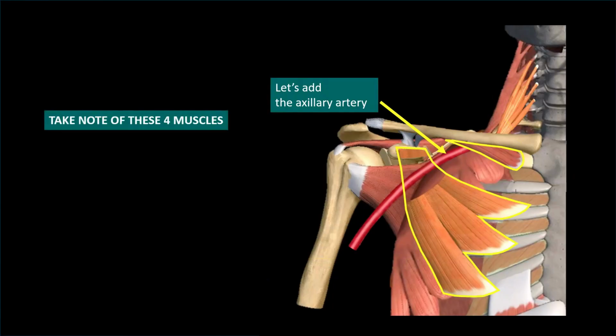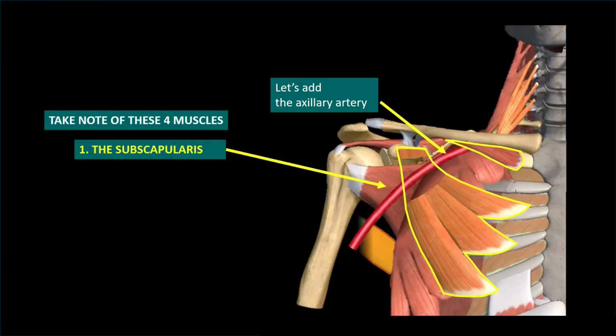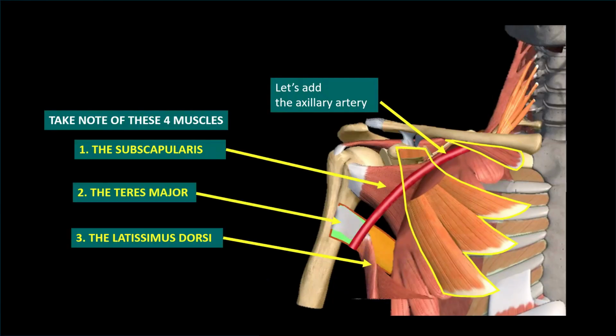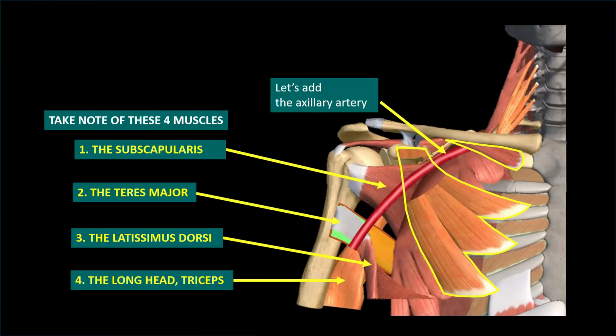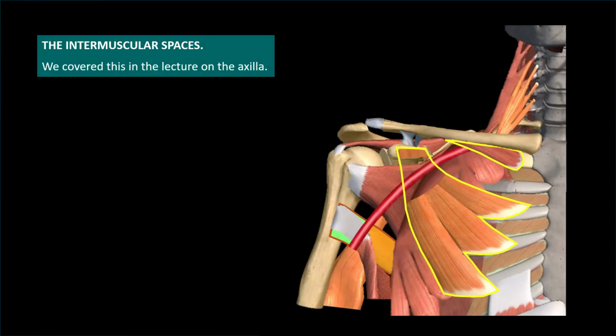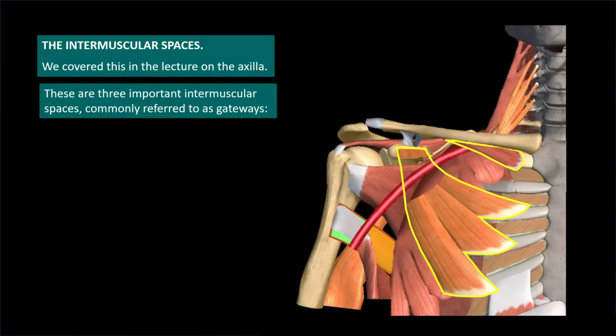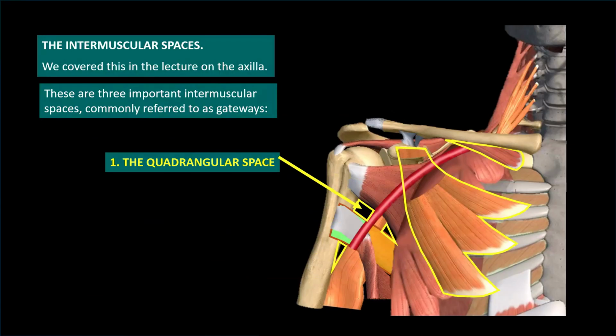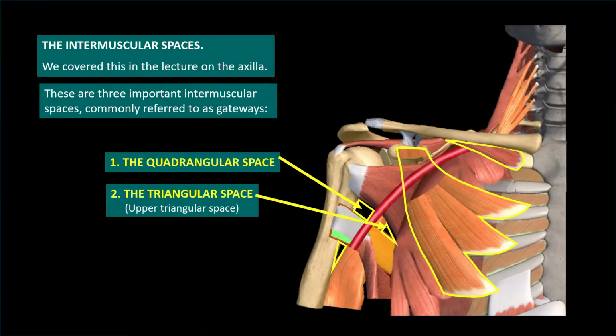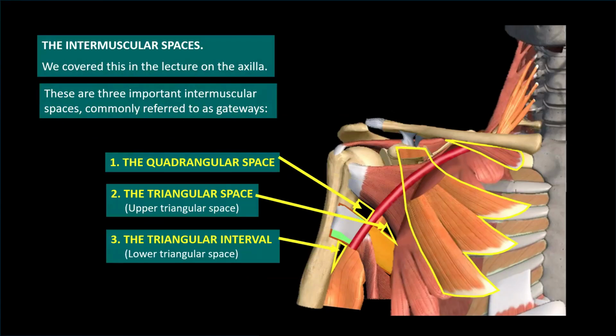Take note of these 4 muscles: the subscapularis, the teres major, the latissimus dorsi, and the long head of the triceps. The intermuscular spaces. We covered this in the lecture on the axilla. These are 3 important intermuscular spaces commonly referred to as gateways. 1, the quadrangular space. 2, the triangular space or upper triangular space. 3, the triangular interval or the lower triangular space.